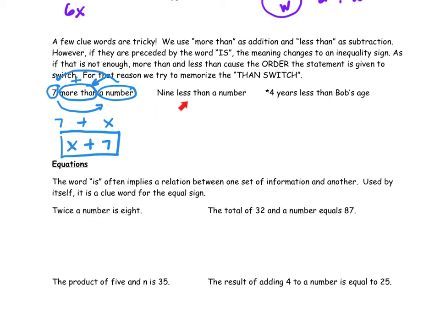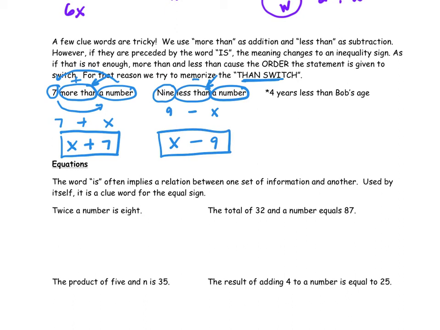So the next one, 9 less than a number. You're going to notice again, they didn't say "is less than," so this means we're subtracting 9 and a number. So this is how they've given it to me: 9 minus a number. That's what it looks like. But the fact they used "than," we're going to do the "than" switch. So it should be written as x minus 9. And this would very definitely change the value if we took 9 minus 4 as opposed to 4 minus 9.